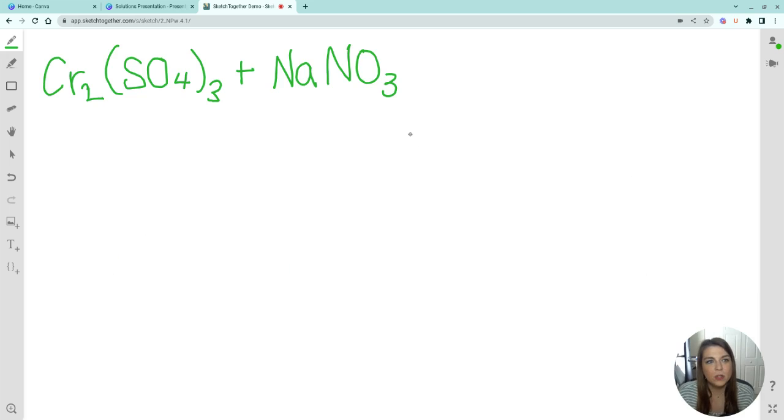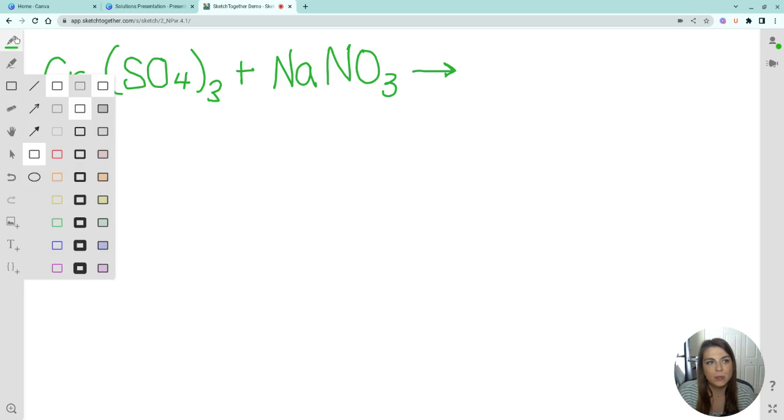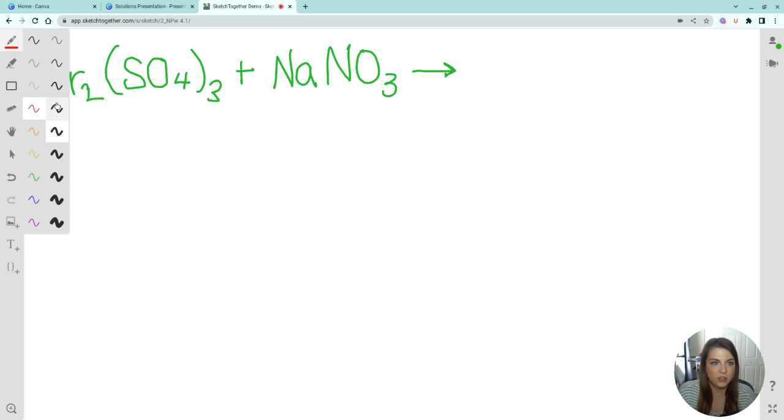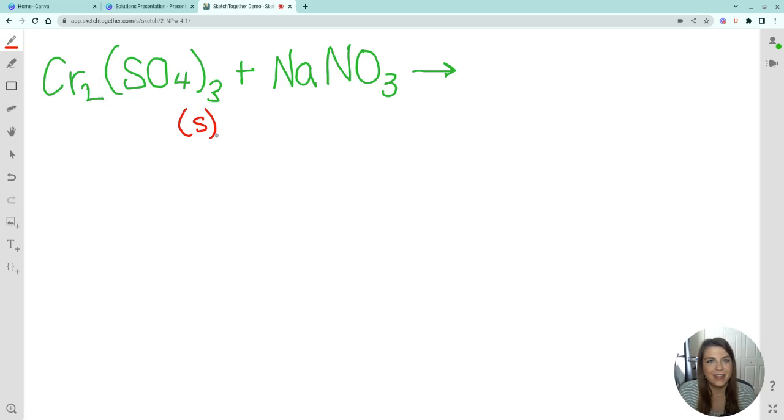Here's the final example. We have chromium 3 sulfate and sodium nitrate trying to have a reaction. So we will look up solubility rules. Sulfates do not like to dissolve, and chromium is not an example of an ion that would force the sulfate to dissolve, meaning that this is a solid. It's not aqueous. Really, at this point, we should know that there's no reaction happening.